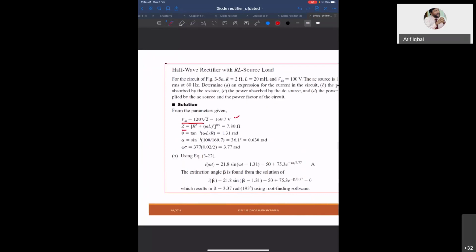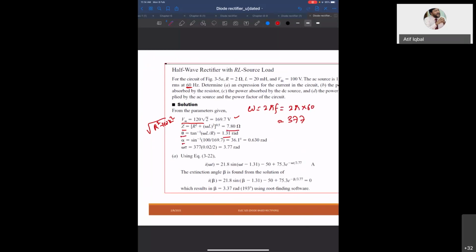And what is the impedance of the load? It is under root R square plus omega L square. R is given, omega is given. Omega you can obtain from 60 hertz. So omega is 2 pi f, which is 2 pi into 60, which is 377. So you get 7.8. Then theta, how do you get theta? Theta is the impedance angle, which is obtained as tan inverse omega L by R. So 1.31 radian.